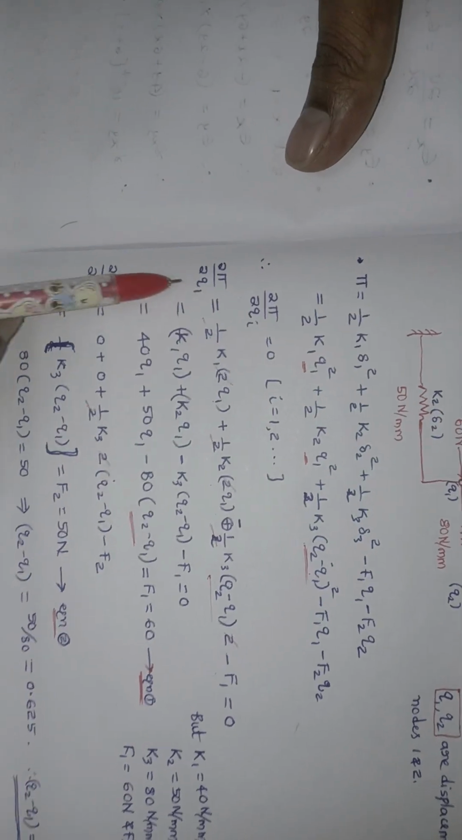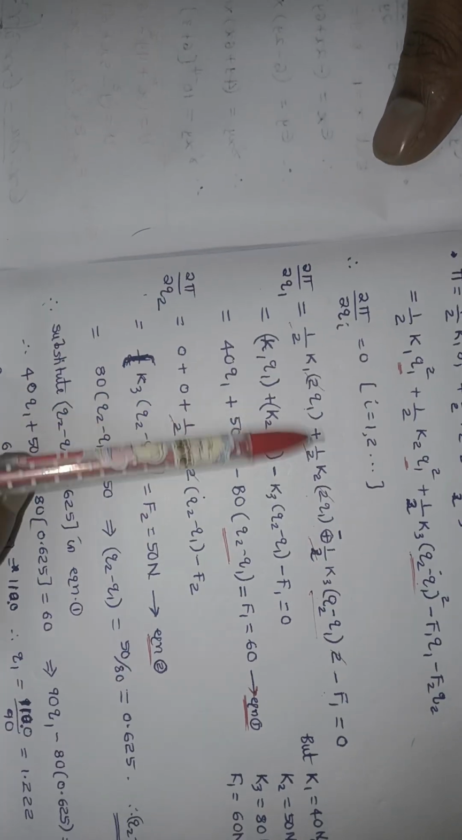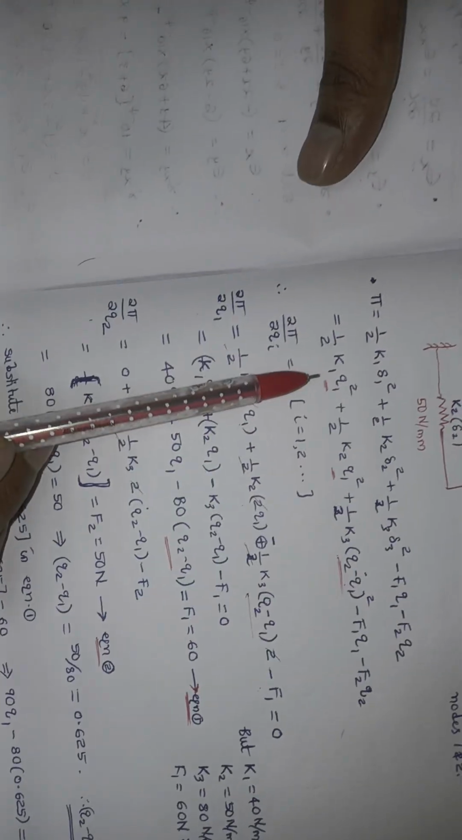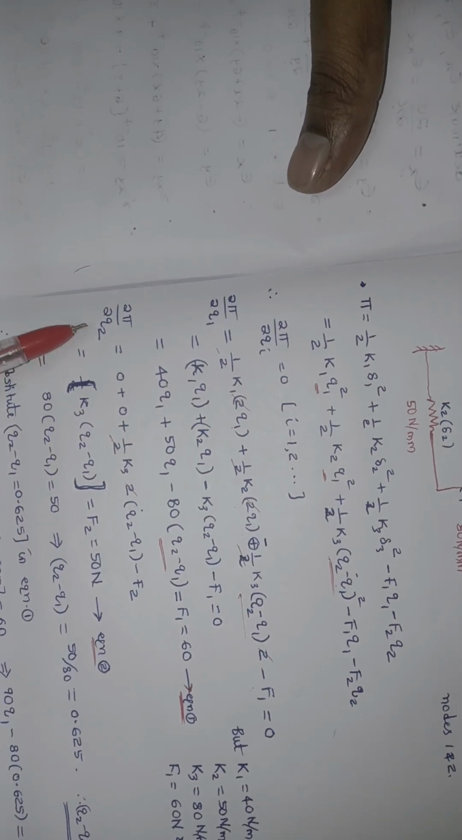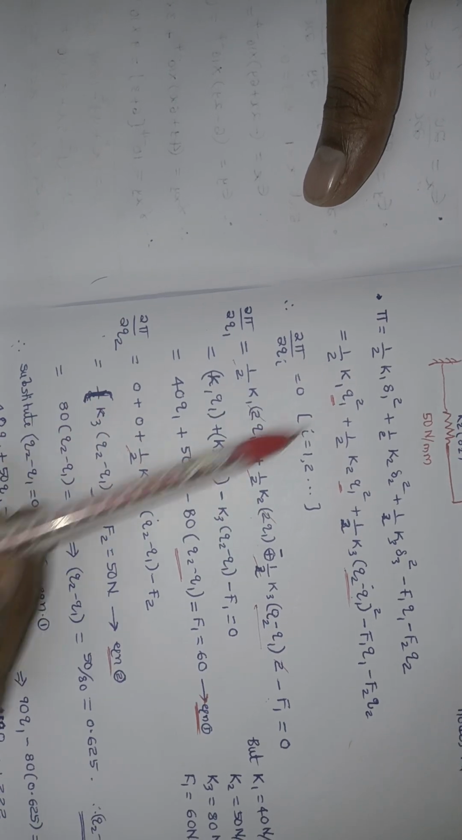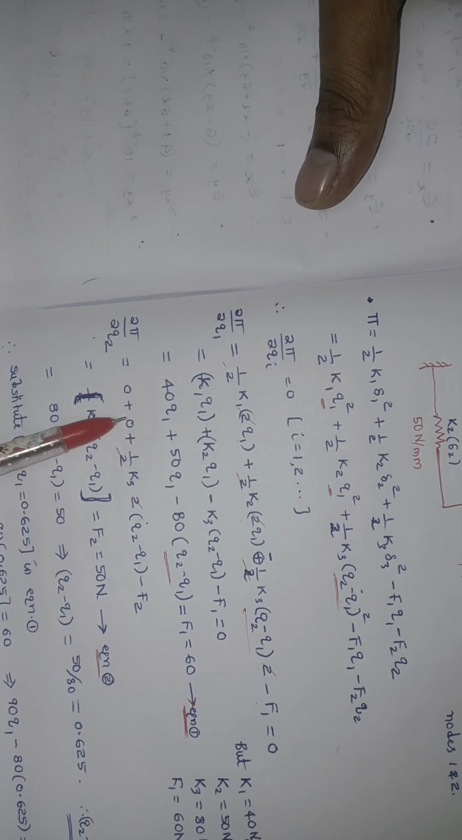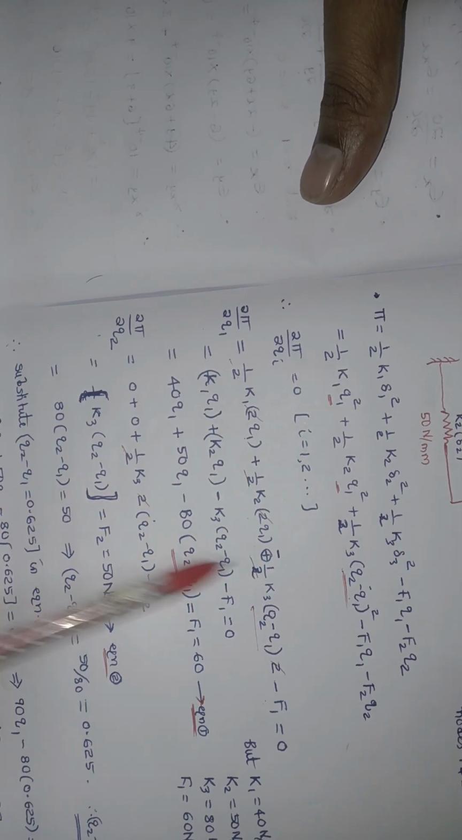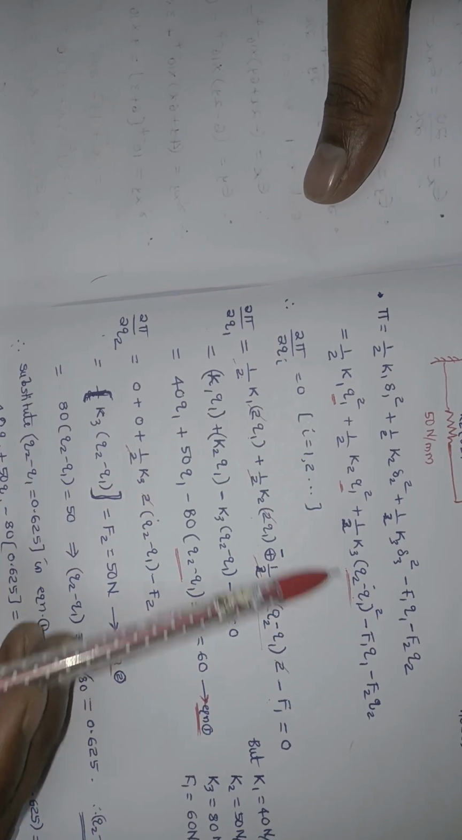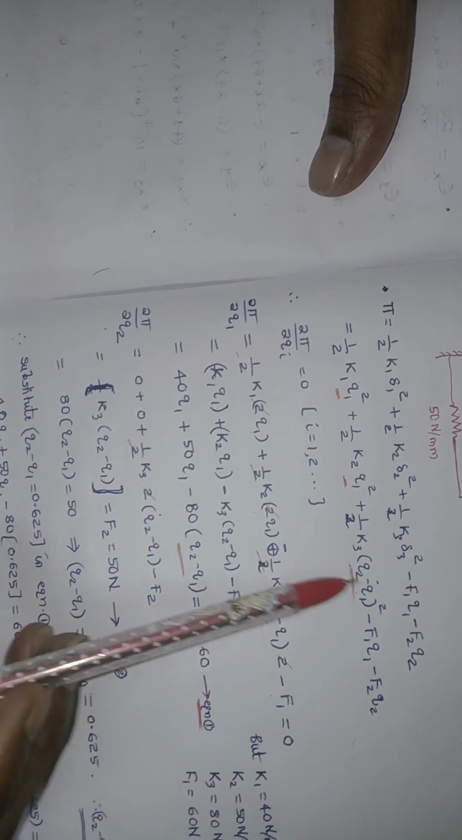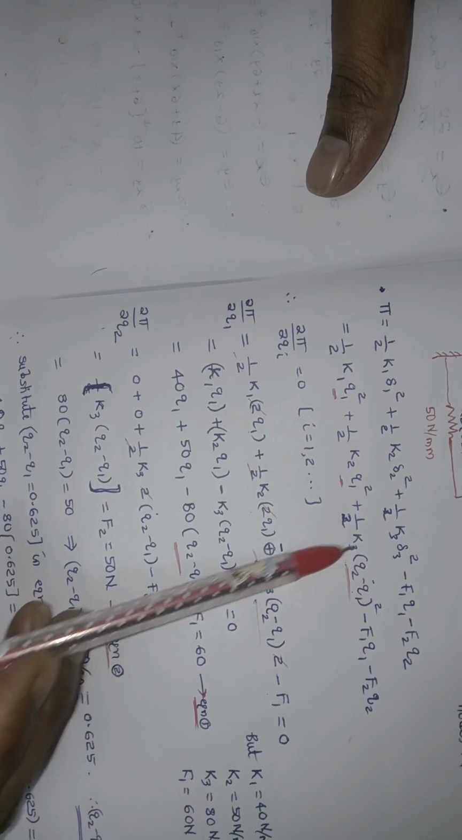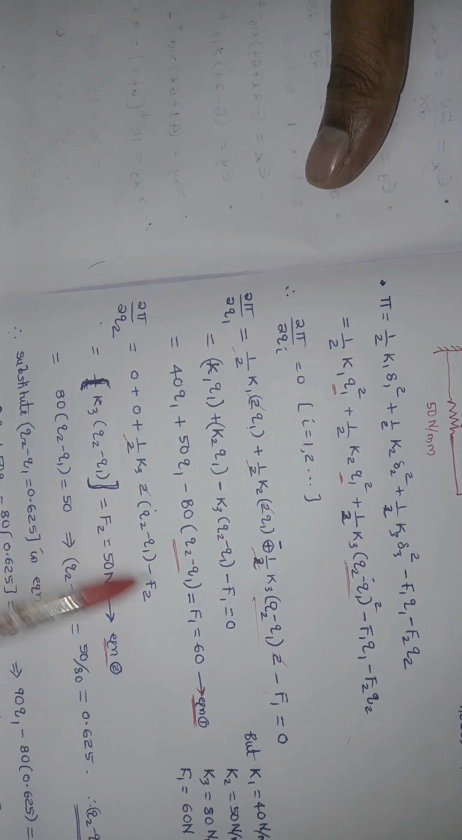Then dou phi by dou Q1, similarly dou phi by dou Q2. With respect to Q2 you have to do the same. See here, the same function. In this term there is no Q2, so it is 0. Here also no Q2 term, 0. Here 1 by 2 plus K3 into x square, so 2 into the entire value, 2 into Q2 minus Q1.